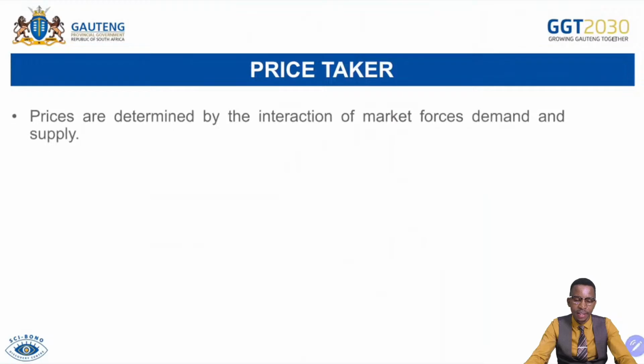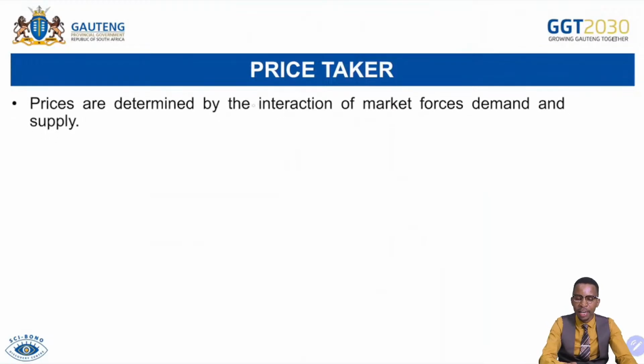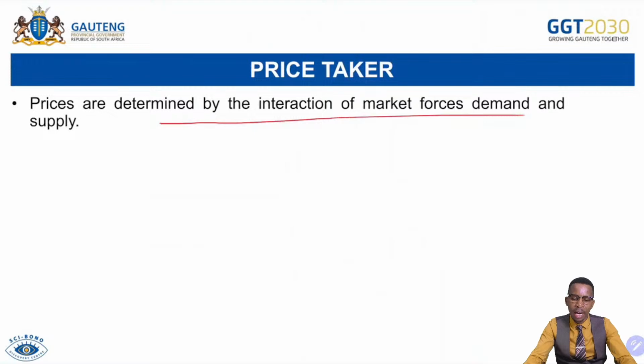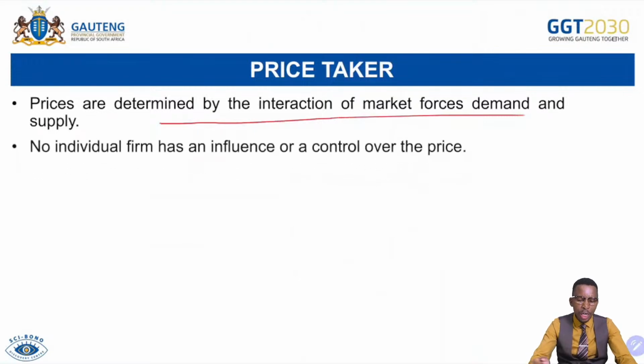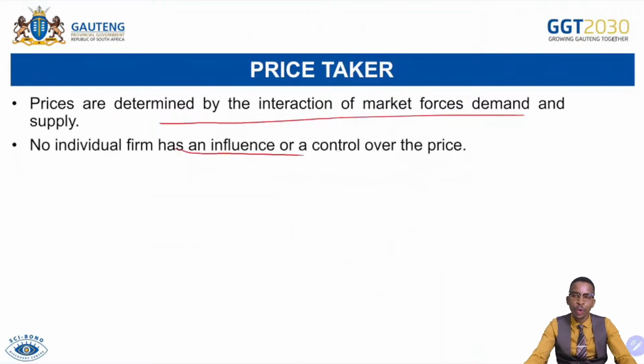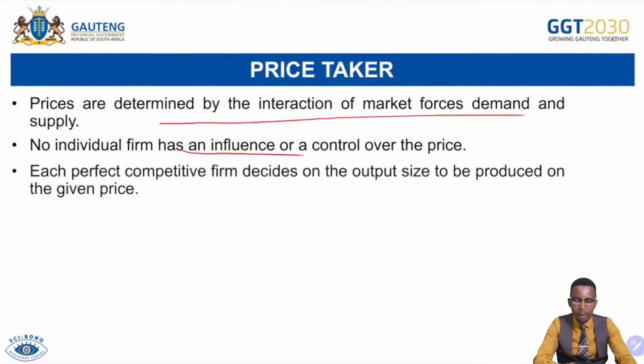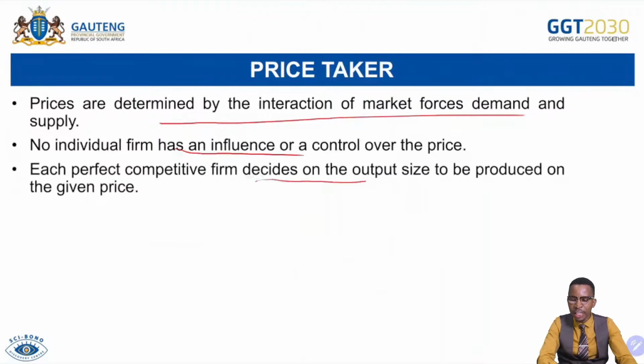The firm is a price taker. Prices are determined by the intersection of the market forces, demand and supply, meaning firms are not having any influence over the price. No individual firm can influence the price or control the price under perfect market. Each perfect market business or firm decides on the output size to be produced at the given price. So the market sets the price, the firm takes the price.